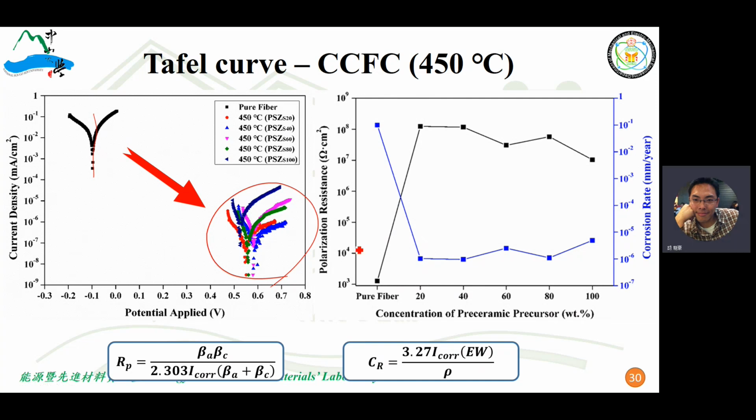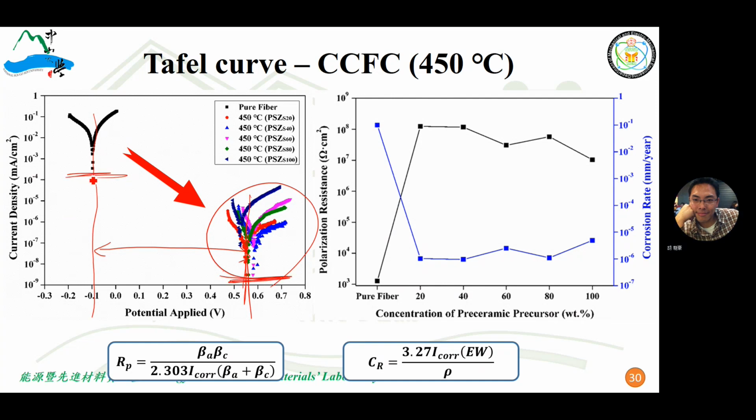You see, its corrosion potential, maybe right here, is much higher than the pure carbon fiber, and its corrosion current is much lower than the commercial fiber. What does that mean? That means the CCFC, the polysilazane precursor coated carbon fiber, has very good anti-corrosion ability.